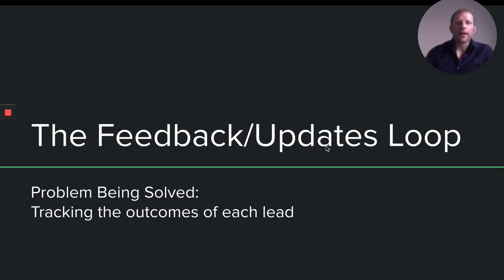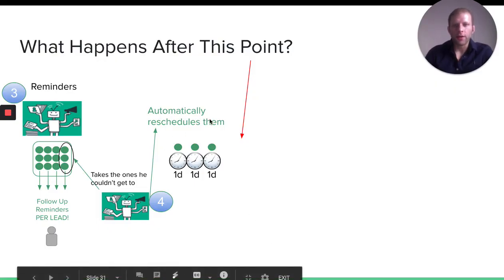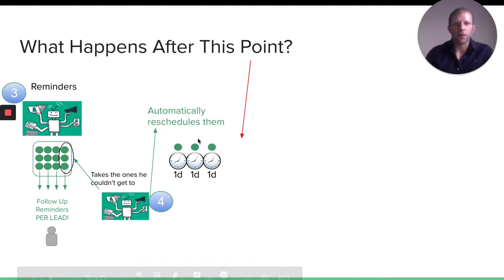The feedback updates loop. Okay, so the problem here is tracking the outcomes of each lead. This is actually an add-on to the personal assistant. So if you remember this, what happens at the end over here once the bot reschedules them? So once they actually book a scheduled appointment, what happens and how do you know what occurred after that point?